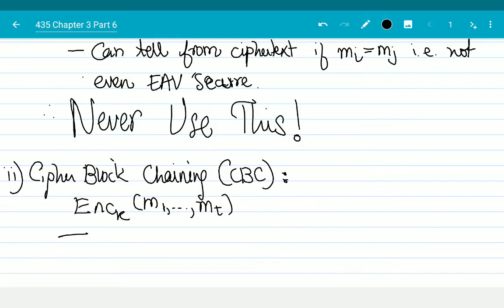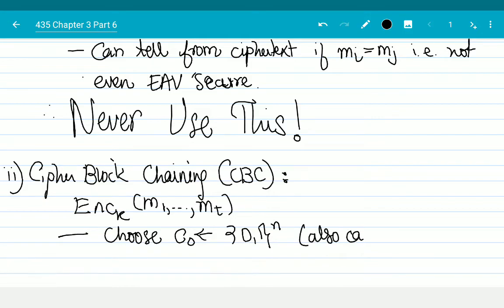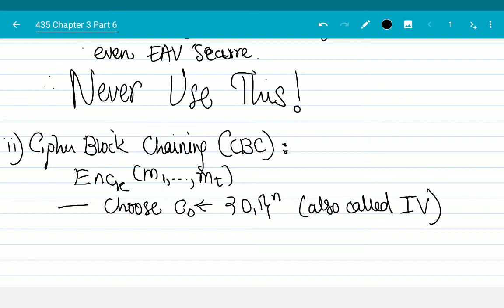The idea is this. First, choose your random r in {0,1}^n and call it c0, also called the IV. Think initialization vector. What we call the nonce vector is the same as the initialization vector. Generally, the book refers to it as initialization vector.